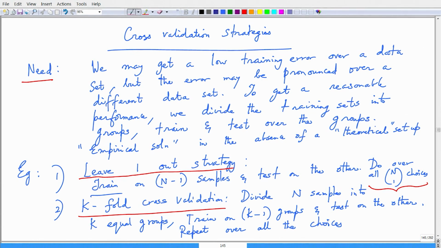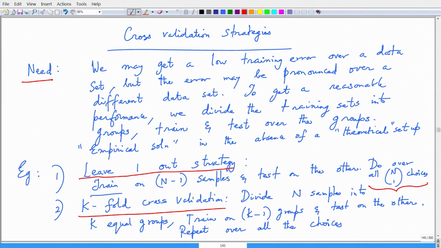Another alternative towards cross validation is this k-fold cross validation. So, we have n samples, we divide the n samples into k equal groups, we train on the k minus 1 groups and then we test on the other and we repeat over all the choices of the groupings. So, this way every group would have been tested at least once.